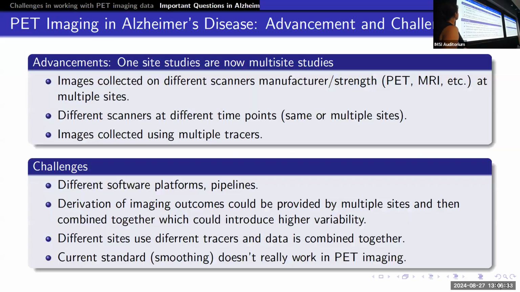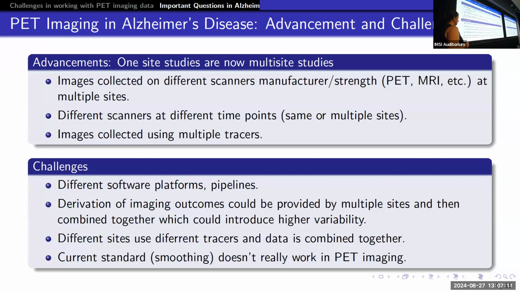So PET imaging in Alzheimer's disease, some of the advancements and some of the challenges. The reason we talk about all this harmonization is that we moved from one-site studies to multi-site studies. So we collect images under different conditions on different machines. And then one of the major challenges that has now been surfacing in PET tau imaging is the fact that we're collecting images using multiple tracers. And what are the challenges with that? So we started talking about this.